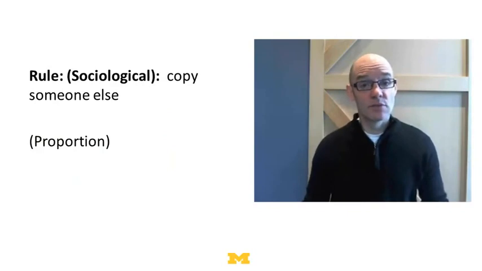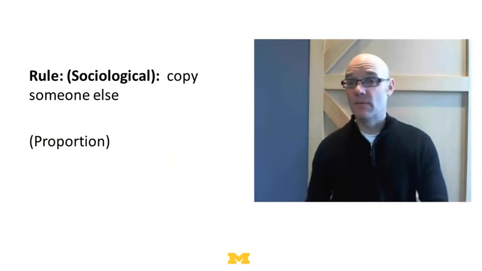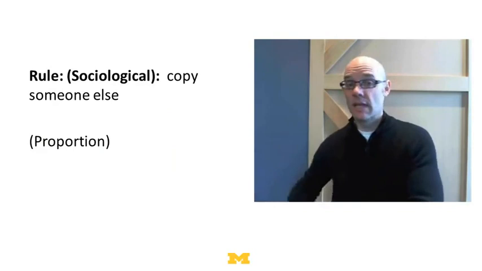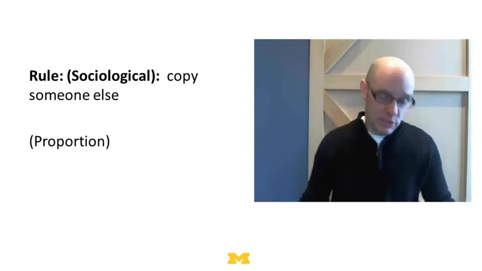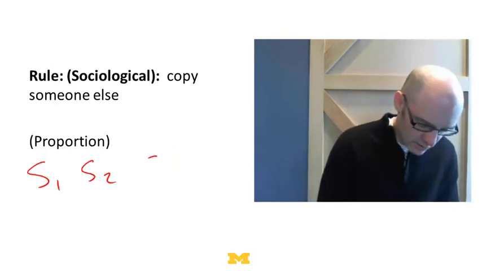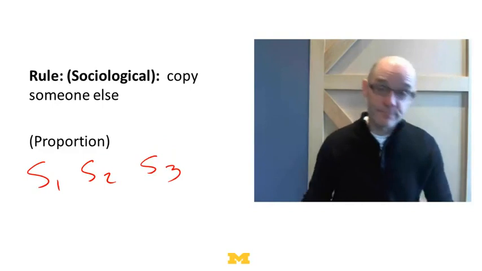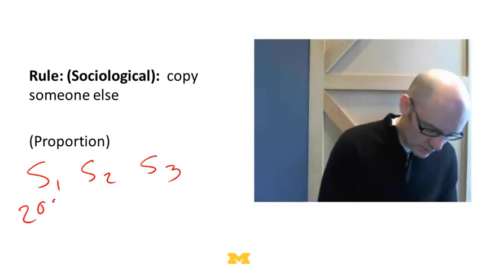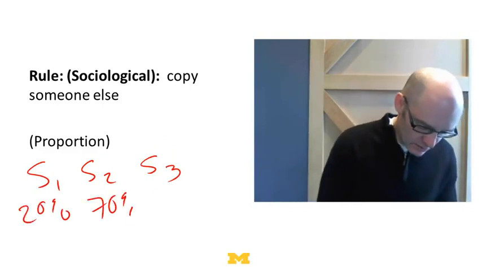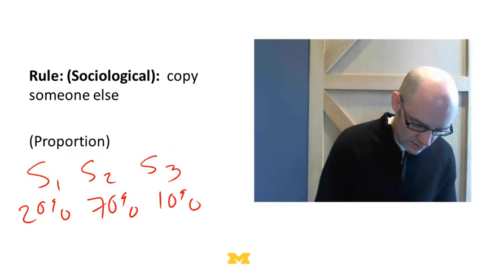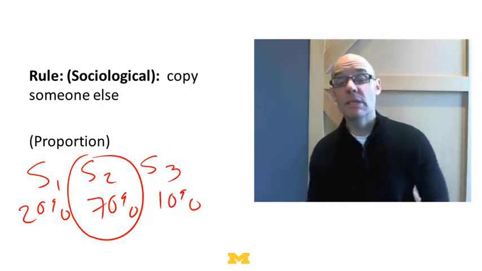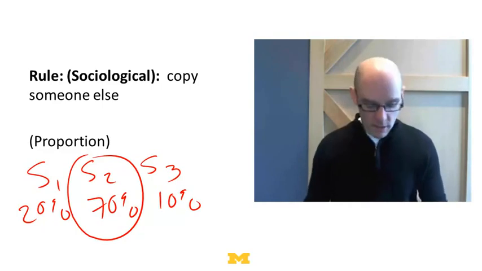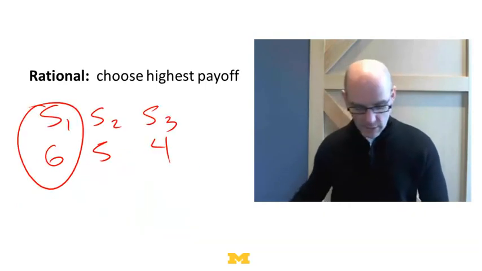You could also have a more sociological model. This is a rule-based model. You could say, I'm just going to copy the next person I meet, figuring that if they're doing this, they must have chosen it for some good reason, and I'm going to pick in proportion to other people. So if I look at strategy 1, strategy 2, strategy 3, I can say 20% of people are using strategy 1, 70% are using strategy 2, 10% are using strategy 3. I'm more likely to choose strategy 2 just because I'm more likely to bump into someone using strategy 2. So there's two ways you could think about how people might choose what to do.